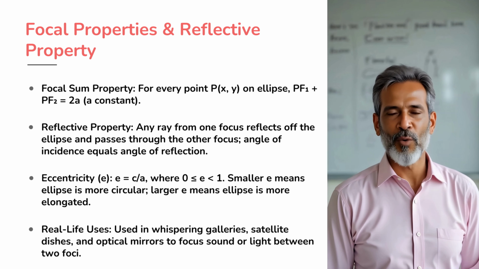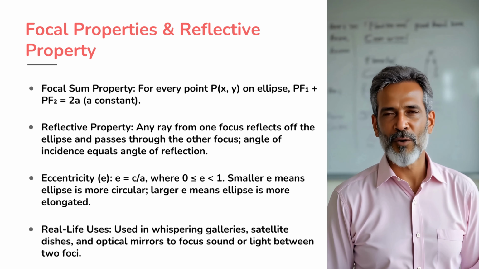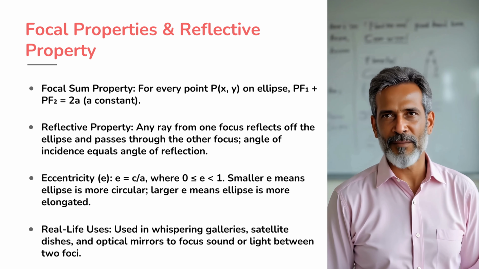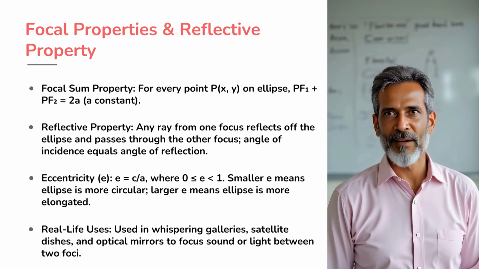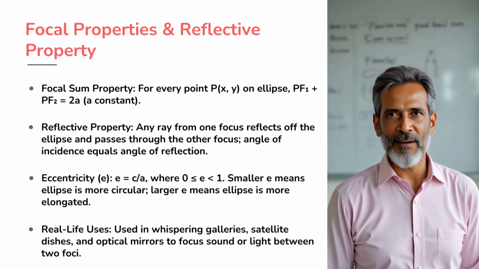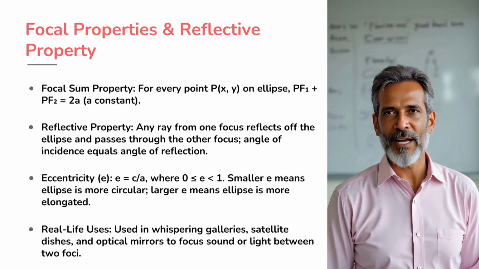If you stand at one focus and whisper, your voice bounces off the ellipse and travels straight to the other focus. That's why places like the St. Paul's Cathedral Whispering Gallery and even elliptical auditoriums allow people to talk softly from opposite ends and still hear each other clearly. The same property makes ellipses useful in telescope mirrors, car headlights, and satellite dishes.